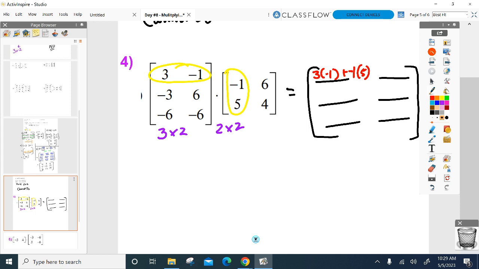Now and again, I do it in a certain order. If you guys want to go to row 2, column 1 and do the rows first, that's fine. I hit up all the columns first. So now I'm going to do row 1, column 2. 3 times 6 with -1 times 4.